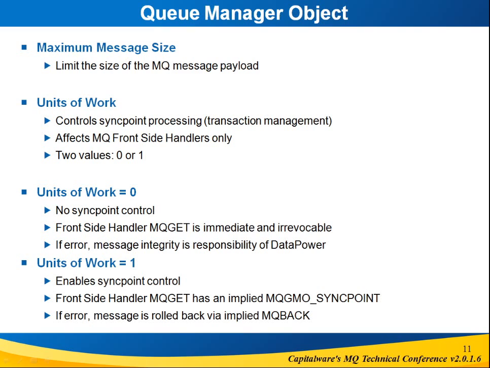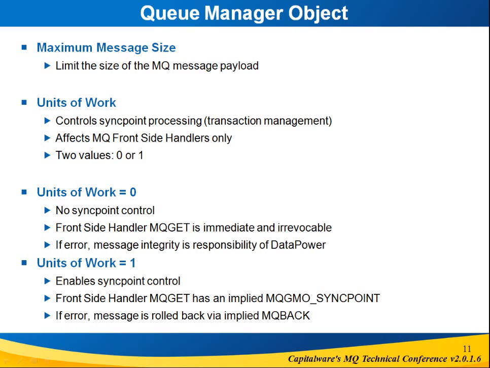But basically, setting this value to a value of 0 means that it turns off sync point control, which means that there is no message integrity. As soon as an MQ get is done by the front side handler, it's an immediate irrevocable delete of the message from the queue, and the message is then under the control of DataPower, and no rollback or recovery is possible. It is then DataPower's responsibility to protect that message from that point on.